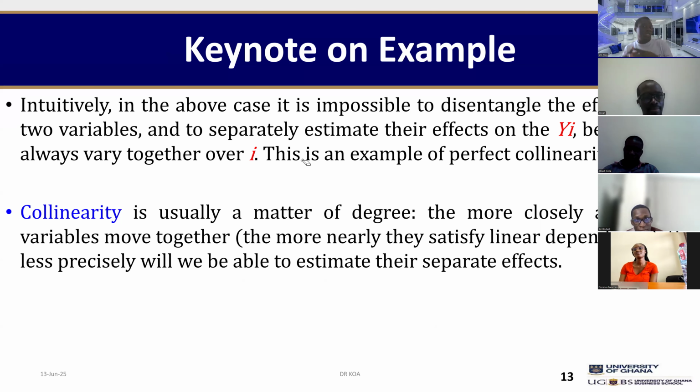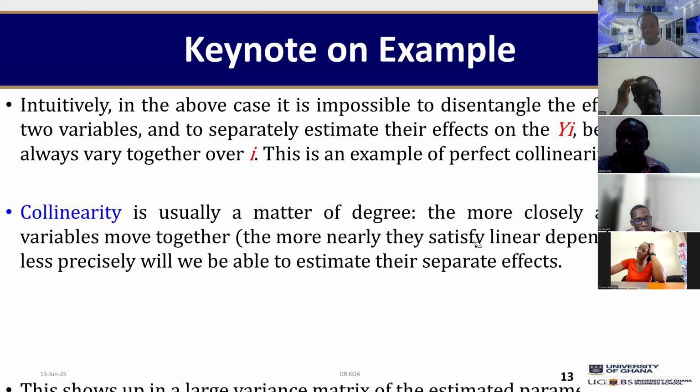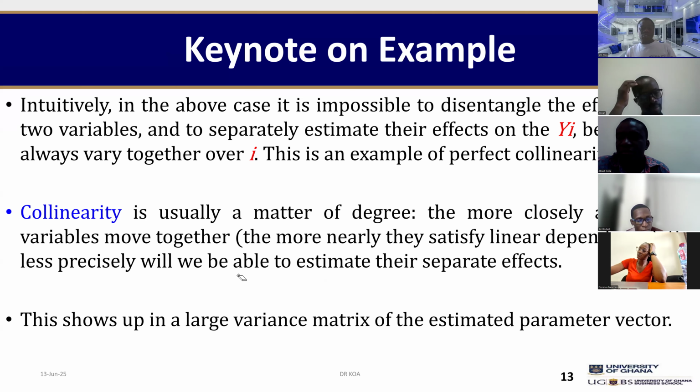But collinearity on its own is a matter of degree. It's not a kind, it's of degree. So it is either you have more of it or less of it. The more closely a group of variables move together, the more likely they are to be linearly dependent on each other. The less, that is also the case. And this can show up: when two variables are multicollinear, the variances can be very large. So you can have large variance matrices of the estimated parameter errors.